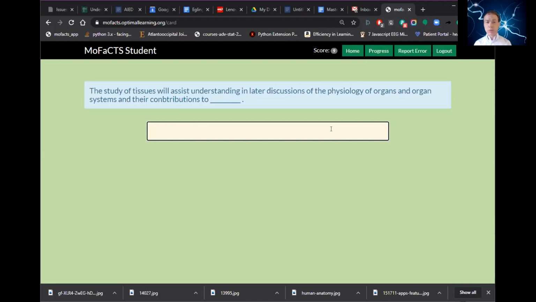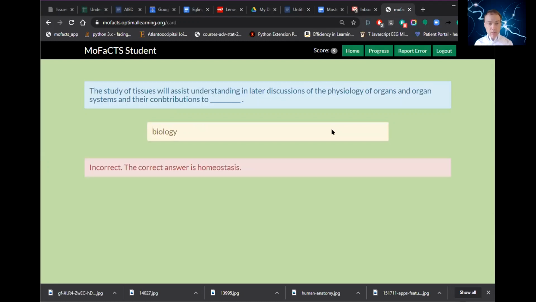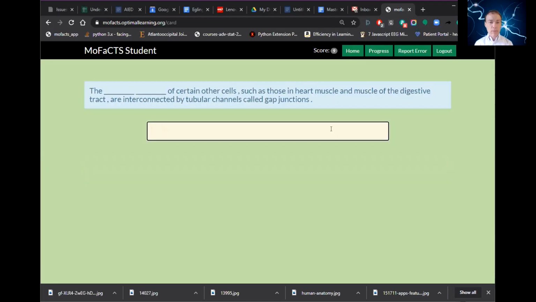Contributions to biology. This one came up earlier. Homeostasis. Oh, right, because organs are related to more homeostasis. It's more specific because they keep everything in order at the same level. Now, the cells of certain other cells. Cell membranes.